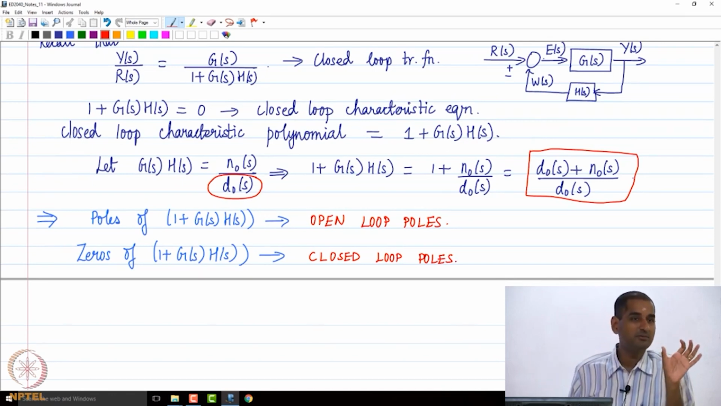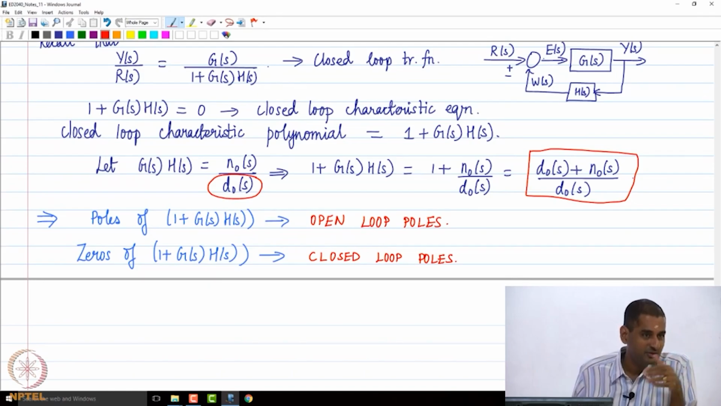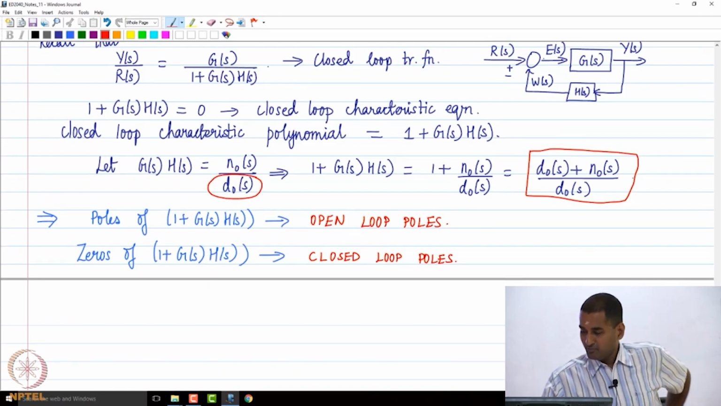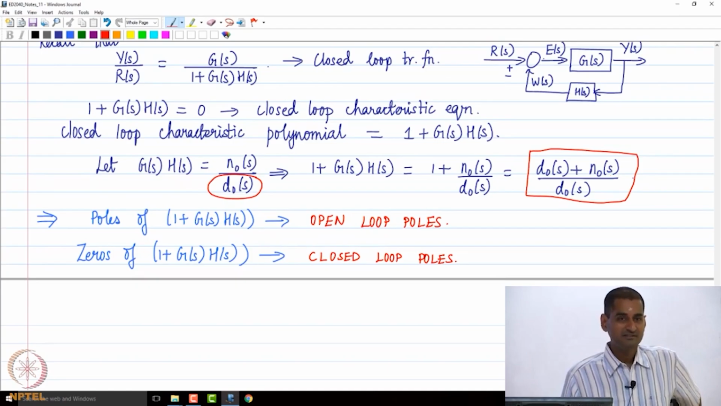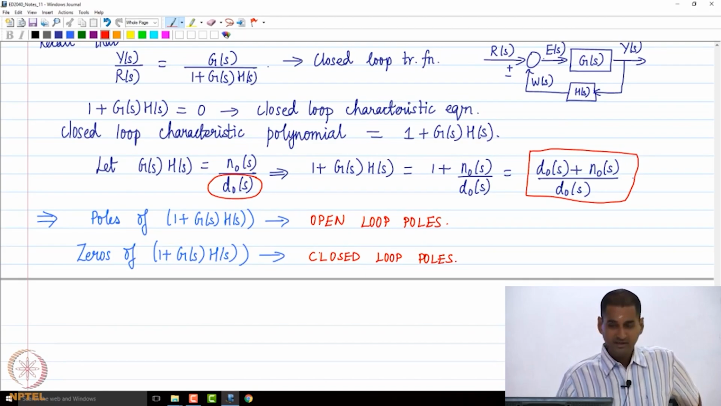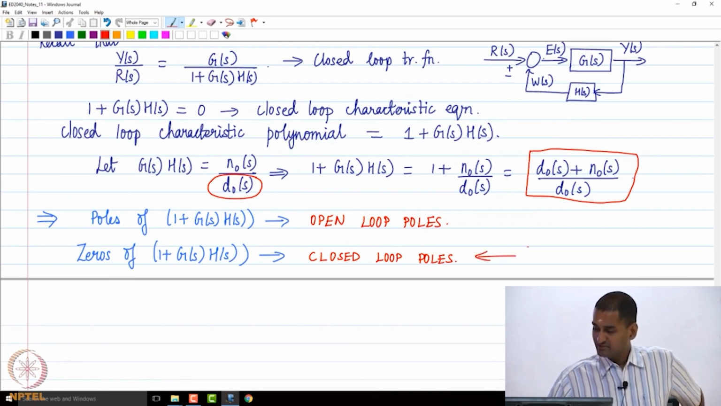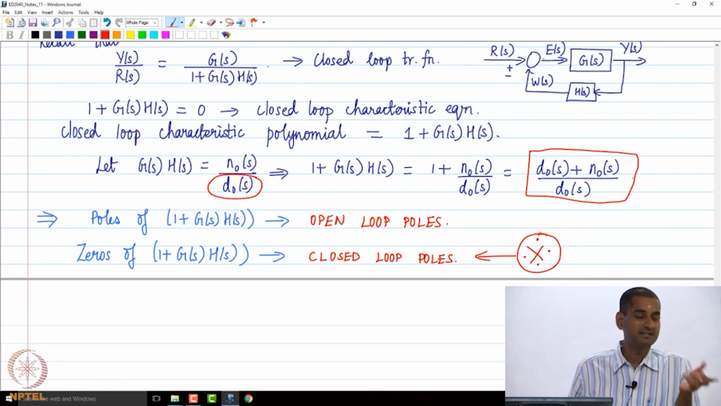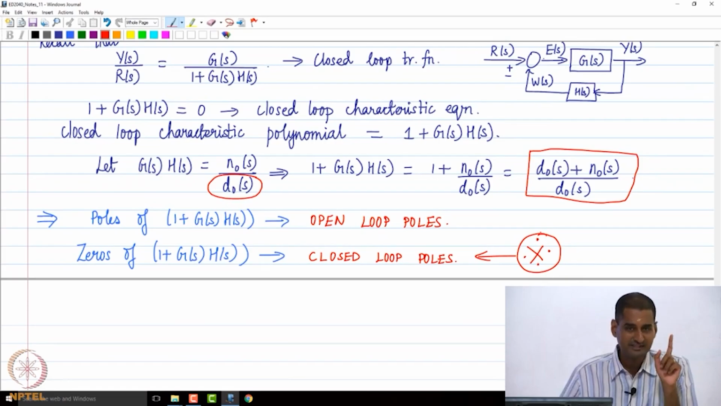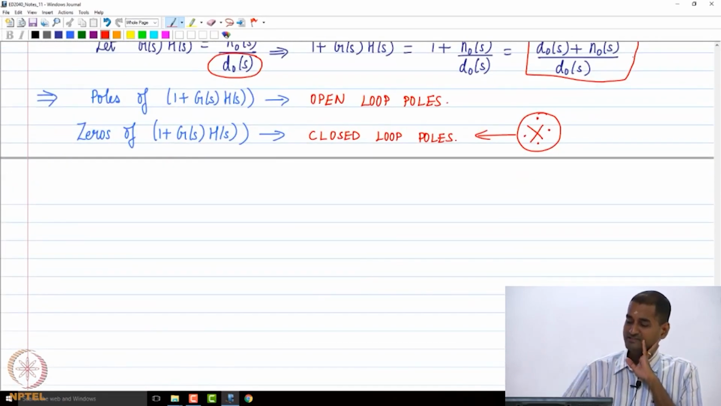I am considering the polynomial 1 plus G(s)H(s), which is a ratio of 2 polynomials. It so happens that the denominator polynomial of 1 plus G(s)H(s) is the same as the denominator polynomial of the open loop transfer function. So, the poles of 1 plus G(s)H(s) are nothing but the open loop poles. The zeros of 1 plus G(s)H(s) are the closed loop poles. This is of importance for us, because when we design the closed loop system, we are worried about the closed loop poles. Open loop poles are already given to us. We are worried about what are the closed loop poles, in other words, what are the zeros of 1 plus G(s)H(s). Is it clear?